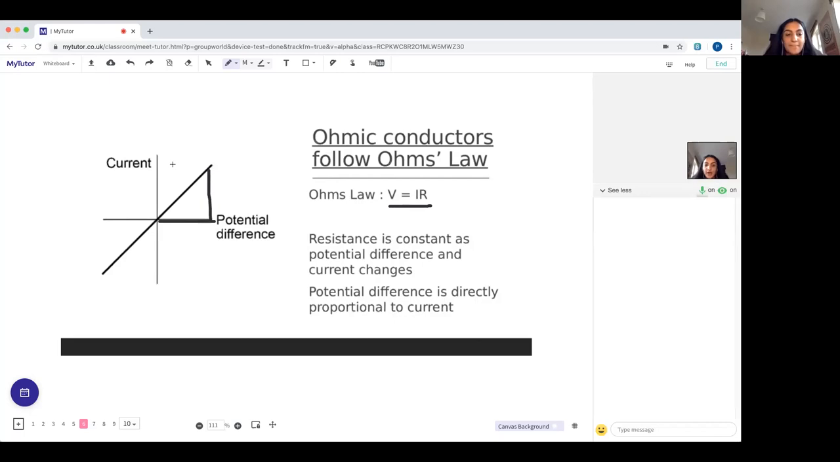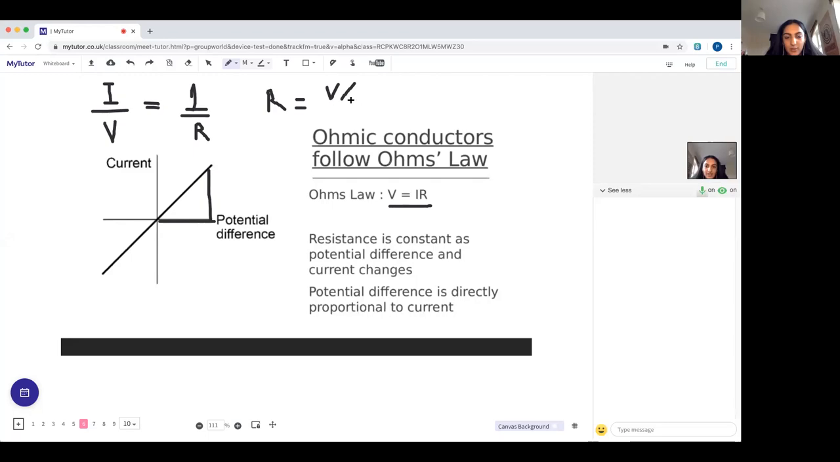So to find the gradient of this graph, you have the change in y, which is current, which is I, over voltage. Okay, so that is equal to, if we do I divided by V, that is equal to 1 over R. Okay, not R, 1 over R. If we were going to have R, it would be V over I.